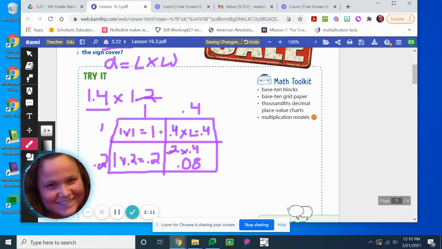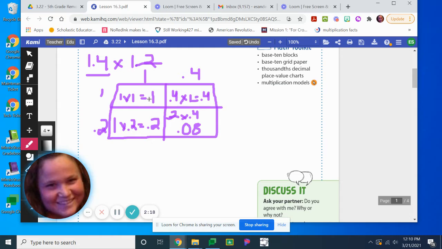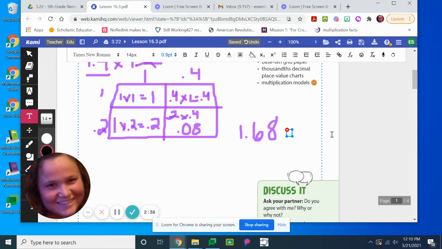All right, so if we've got 1, 0.4, 0.2, and 0.08, we just add all those up to find our answer. So we've got 1 whole plus 0.4 is 1.4, plus 0.2 would be 1.6, plus 8 hundredths is 1.68. So our answer is 1.68 square meters. And that's how we do that.